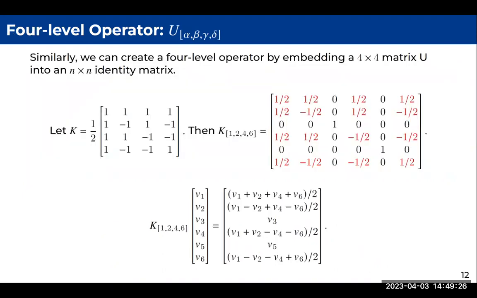Now you can also generalize this notion to a 4-level operator by starting with a 4x4 matrix U and embedding it into a larger identity matrix, such that you put this part into the corresponding 1, 2, 4, 6 columns and 1, 2, 4, 6 rows. Then you'll have this enlarged matrix, still unitary, acting on 6-element vectors. This 4-level operator acts locally on V1, V2, V4, V6 to perform the linear transformation defined by K, and it acts trivially on V3 and V5.